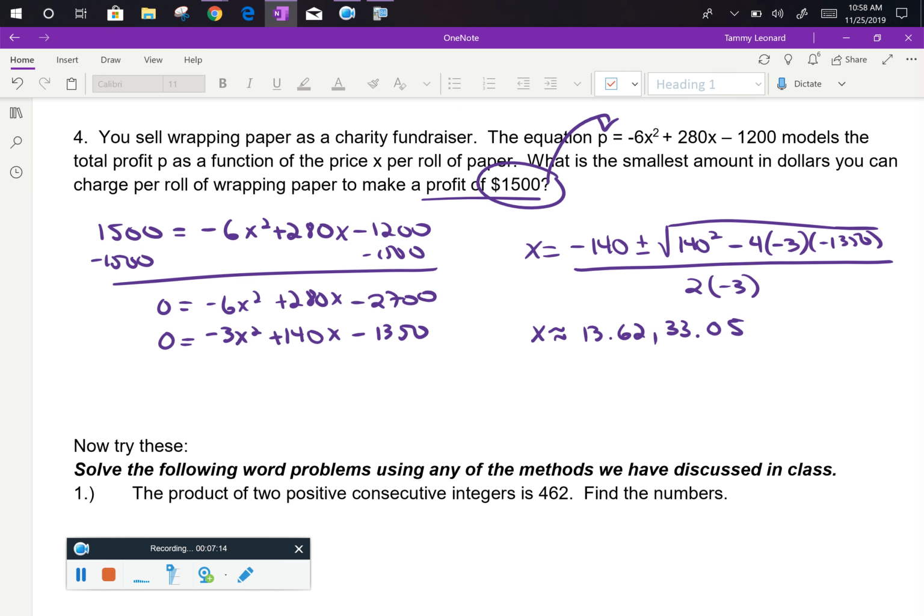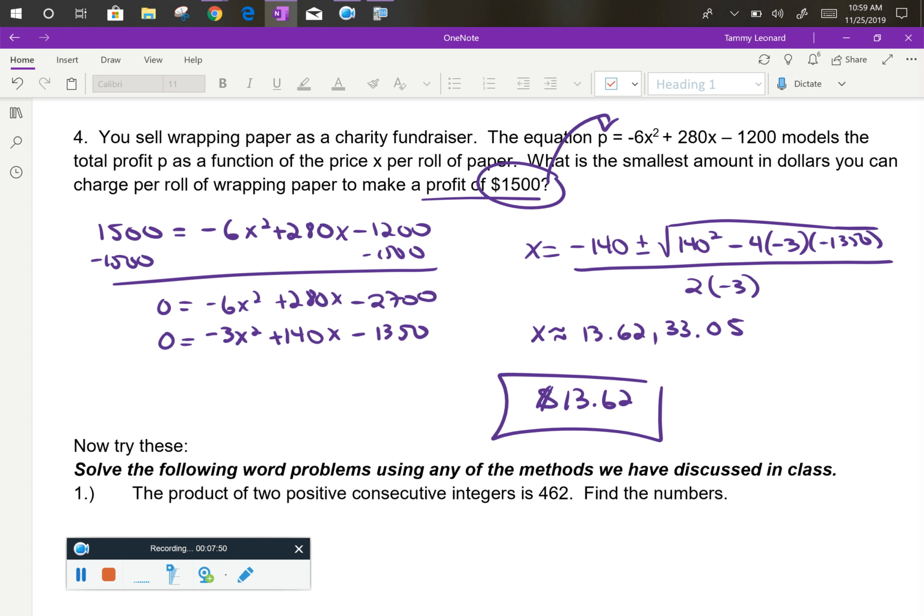It says, what is the smallest amount in dollars you can charge per roll of wrapping paper to make a profit of this much? So we got two possibilities. There are two different prices. Either we can sell a lot of wrapping paper at $13.62 or a little bit of wrapping paper at $33.05. Either way, we'll make the profit we're hoping for. Does that make sense? Yes? So if we want to charge the least amount, maybe we have a lot of wrapping paper and we'd really like to get rid of it, right? So we want to charge the least amount so we can sell the most rolls. How much are we going to charge? $13.62. That's going to be our price this year.